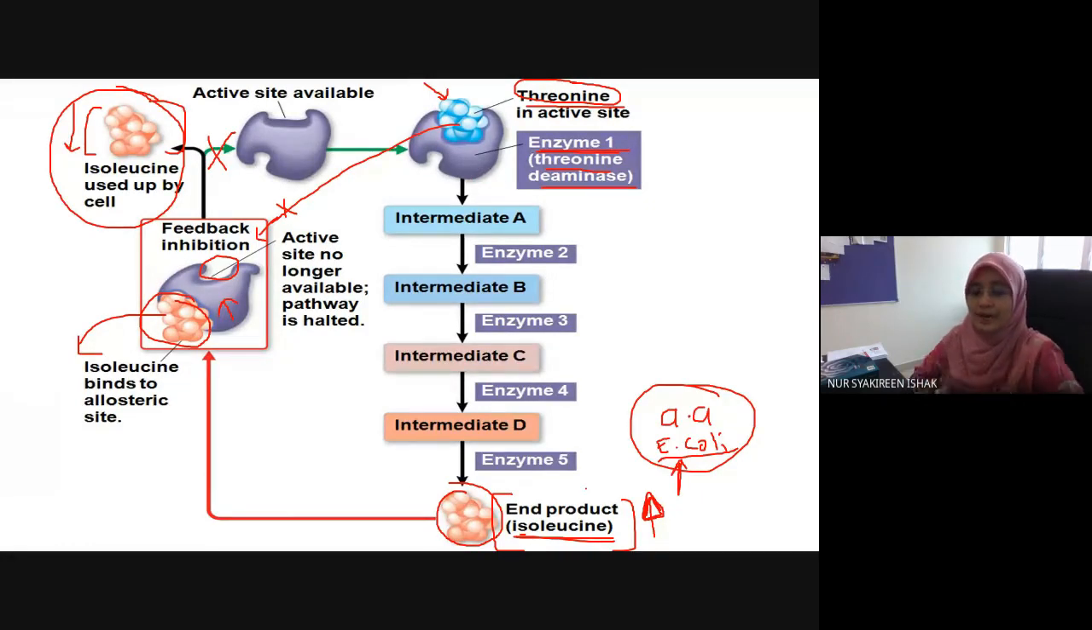Okay, so dia nak memastikan proses feedback inhibition ni, dia nak memastikan sel tu menghasilkan produk pada sekadarnya, pada kadar yang diperlukan oleh sel saja, tak menghasilkan produk dengan terlebih banyak, macam tu kan. So bila dah cukup, dia akan jadi inhibitors. Bagi sel tu guna dulu, bila concentration of product tu reduce, baru dia akan detach and enzyme tu boleh catalyze the cycle again. Okay, the cycle of reaction again.